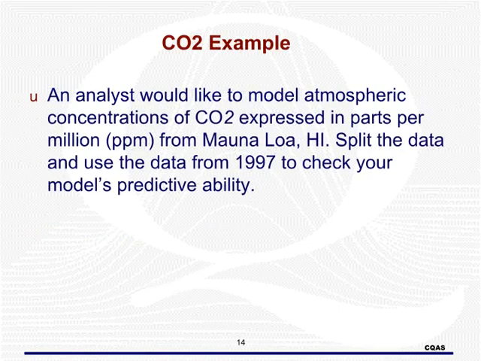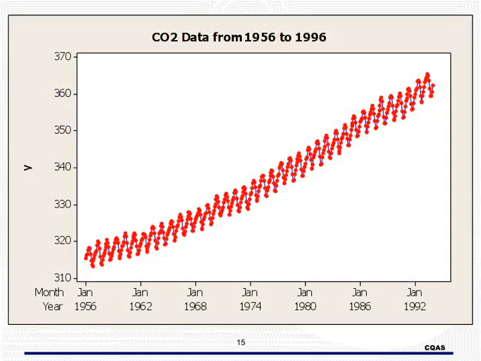Let's take a look at the atmospheric concentrations of CO2 in Hawaii from January 1956 to January 1997. Create a dummy variable model for the data through 1996 and use the 1997 data to validate your model. Here is a plot of the data.